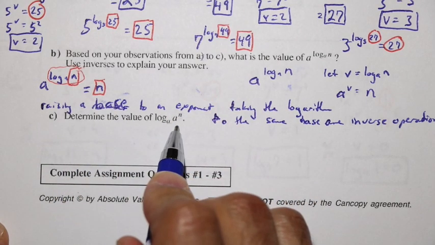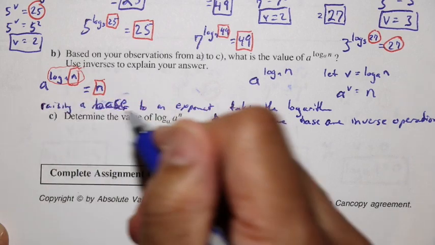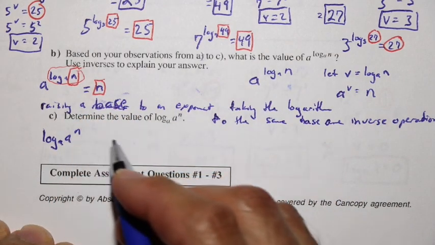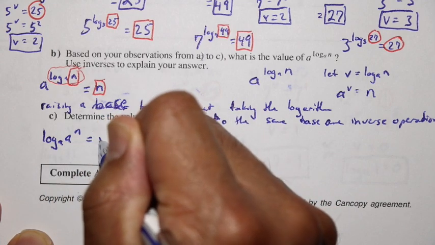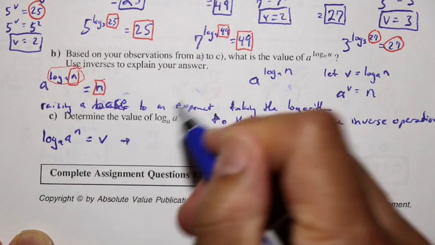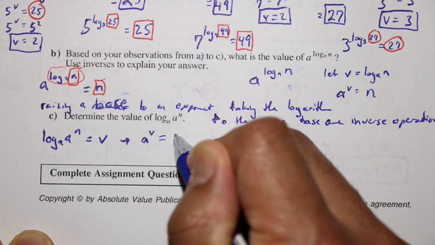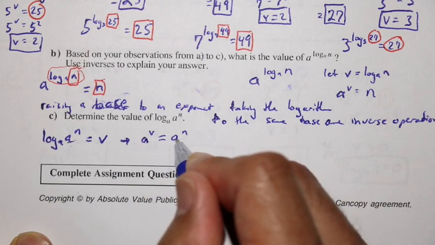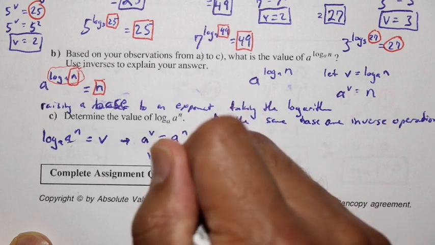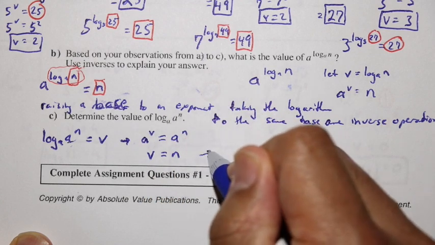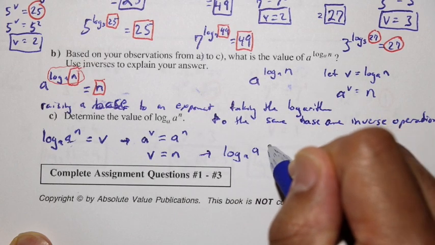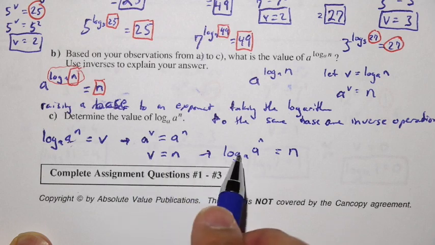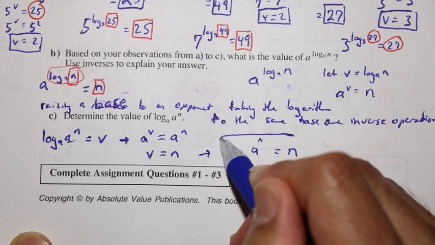All right, in part C, we're going to determine the value of log base a of a to the n. So here again, we have log base a of a to the n. Let's use the same strategy that we did before, exponential form. If we say this is some unknown value v, then exponential form would be a to the v is equal to a to the n. Then to find this value, the bases are equal, so the exponents will be equal: v is equal to n. So we can conclude that log base a of a to the n is equal to n. We said that v was equal to this, and we found that v was equal to n. So those two are equal.